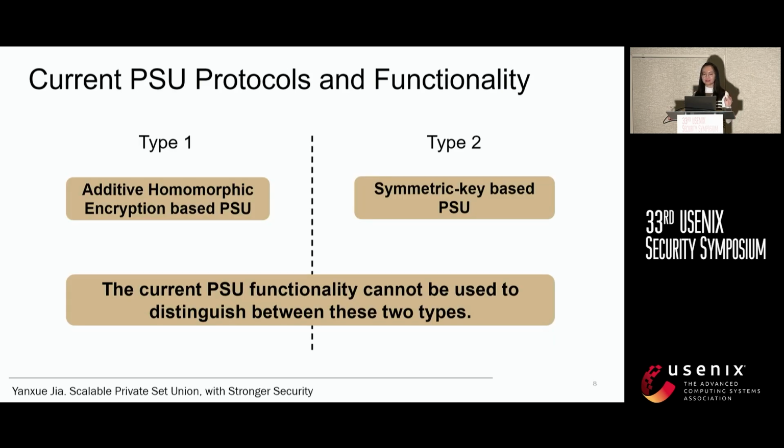Okay, we know that during-execution leakage can empower the adversary. So we investigated the current PSU protocols and functionality, and we found that only the additive homomorphic encryption-based PSU is type 1. But the current scalable symmetric key-based PSUs are type 2, so they suffer from the during-execution leakage. However, we found that the current PSU functionality cannot be used to distinguish between these two types.